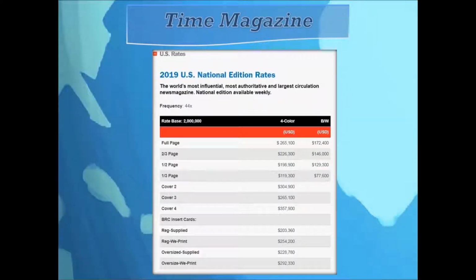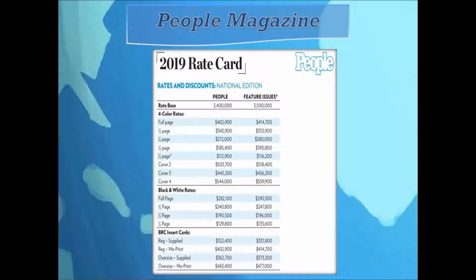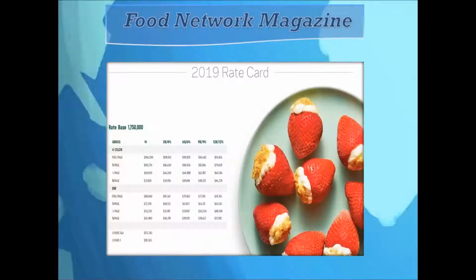Advertising a full-page ad with Time magazine will cost $265,100 per issue. Advertising a full-page ad with People magazine will cost $402,900 per issue. Advertising a full-page ad with Food Network magazine will cost $106,200 per issue.